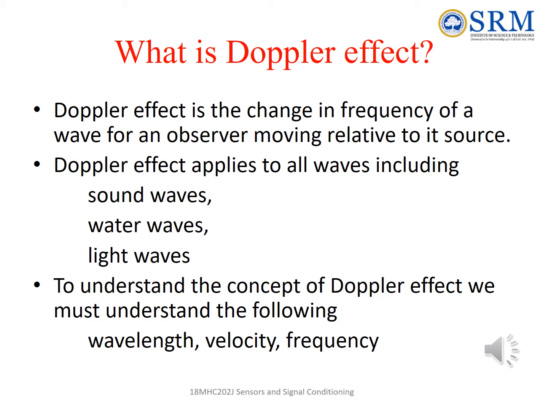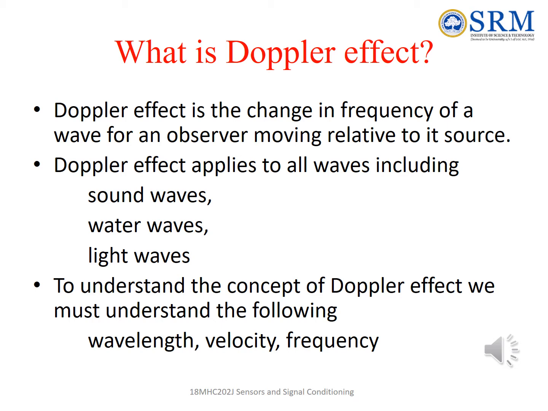To understand the concept of the Doppler effect, we must understand wavelength, frequency, and velocity. Wavelength, as we know, is the distance between two successive crests of a wave, and it is denoted by lambda. It is speed divided by frequency. Especially the two points in a sound wave, we can see it is a wavelength.